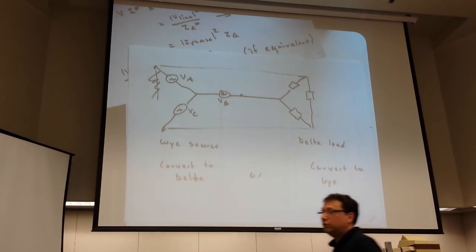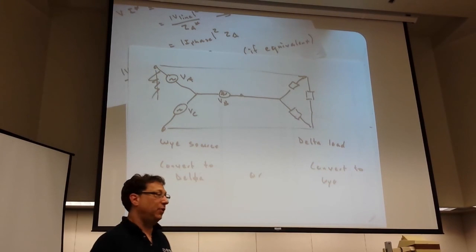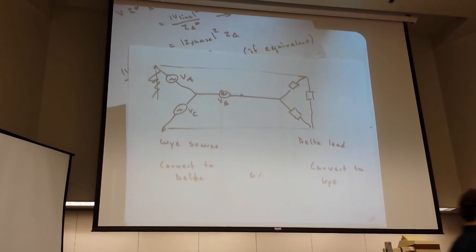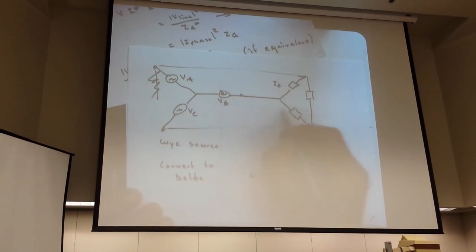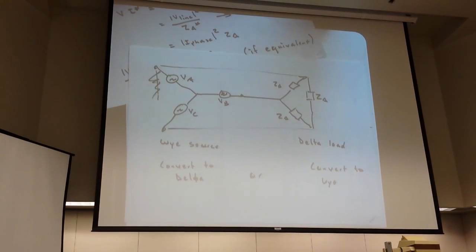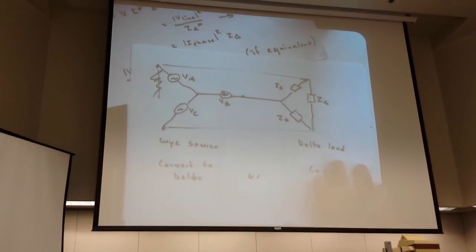If we convert our delta source to a Y, we can get power in each branch by just doing VA over ZY. So this is our Z delta, Z delta, Z delta, or alternatively, convert our Y sources to the delta source with the square root of 3. So either one better give us the same power. The analysis better be equivalent. And so you can go either way. Is it clear? Anybody have any questions on this?